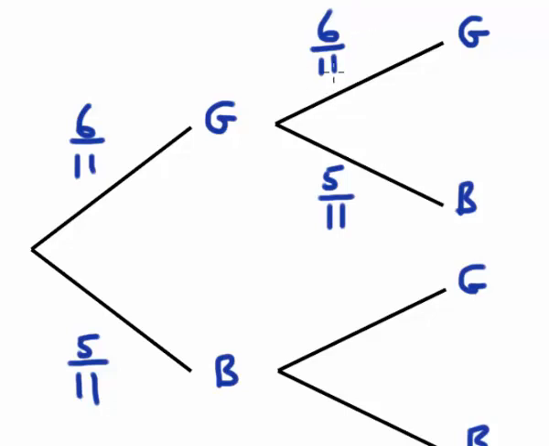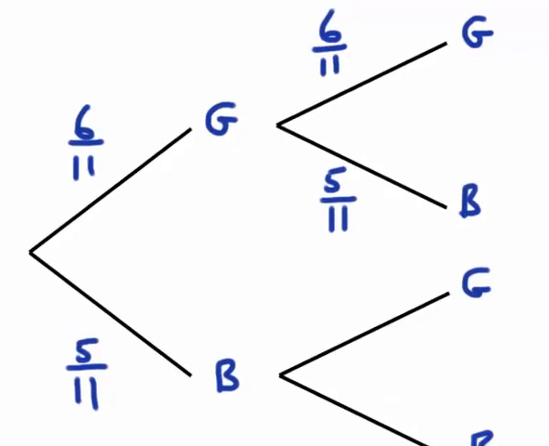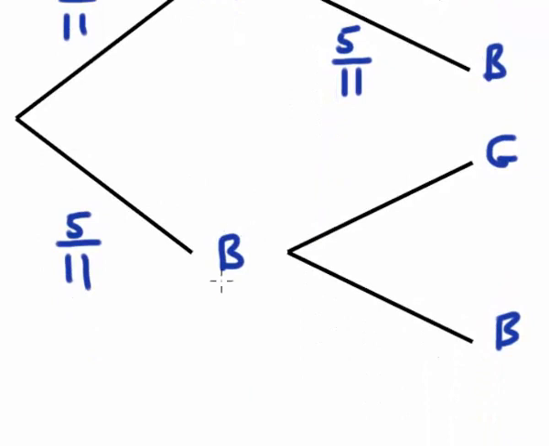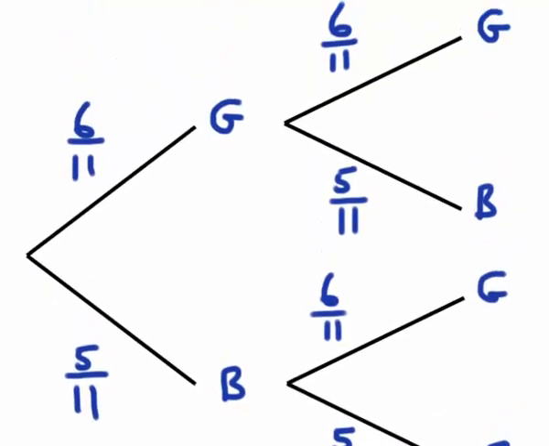And notice that these fractions, 6 elevenths plus 5 elevenths, add up to 1. The sum of the probabilities is always 1. Now let's go here. If he picked a blue pencil the first time round and then he puts it back, there will still be 11 pencils to choose from in the second event. The green, there will still be 6 and there will still be 5 blue. You see that there? Now, once we've got our tree diagram, it's pretty easy to see.